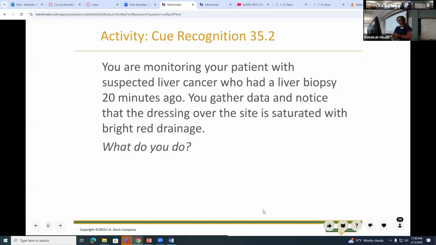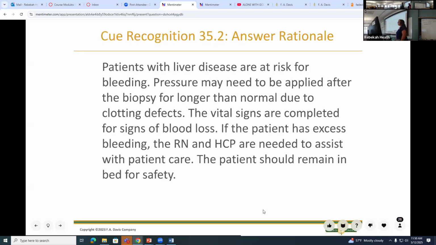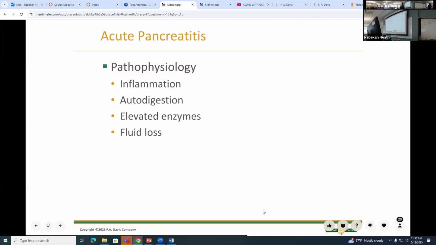All right, let's compare your answers with F.A. Davis. We apply pressure, and it says gloved hands, but of course you guys know. Get a set of vitals, see how she's doing. Notify the registered nurse and/or the healthcare provider and keep them in bed. We know that the liver is so vascular. There's so much blood flow that goes through it. Anytime we poke it, there's increased chance of bleeding, especially if they have some cirrhosis, scarring, things like that, or cancer that's causing dysfunction.